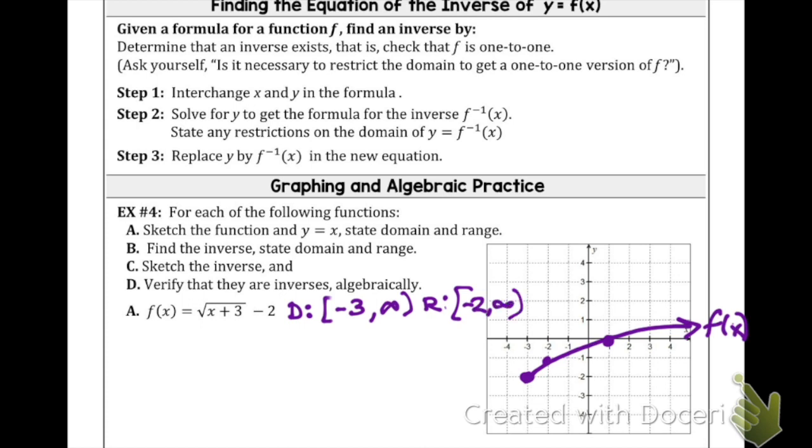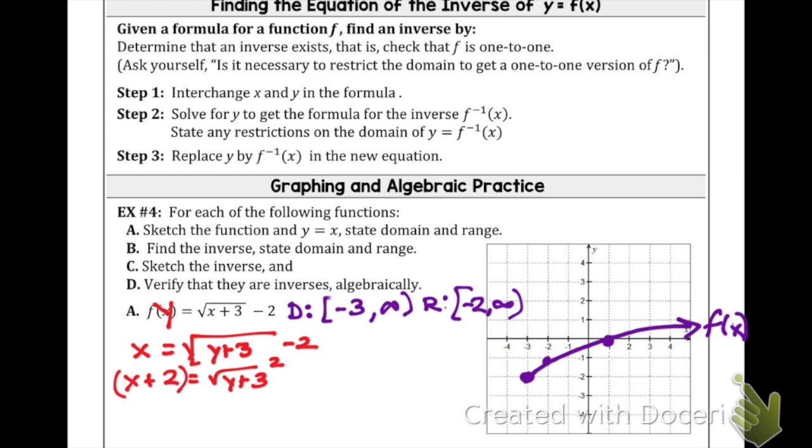Okay, so now let's find the inverse. So I'm going to make my f of x, which really technically is a y, an x. I'm going to make my x a y. And we're going to solve this for y. So I'm going to add that 2 over. So x plus 2 equals the square root of y plus 3.